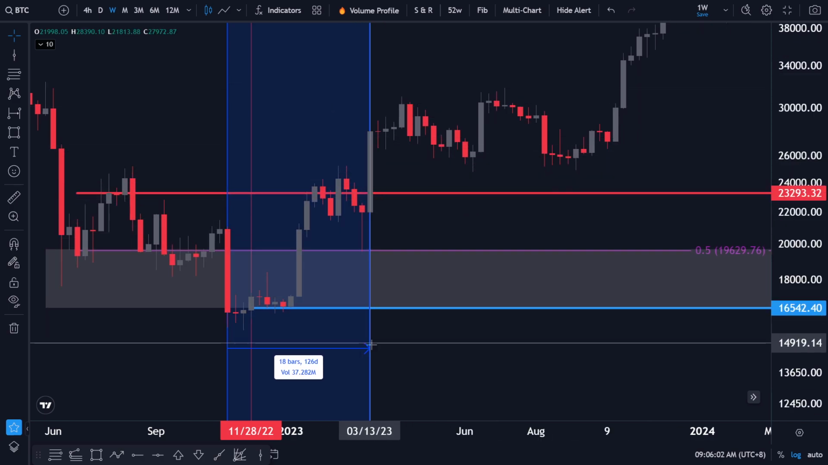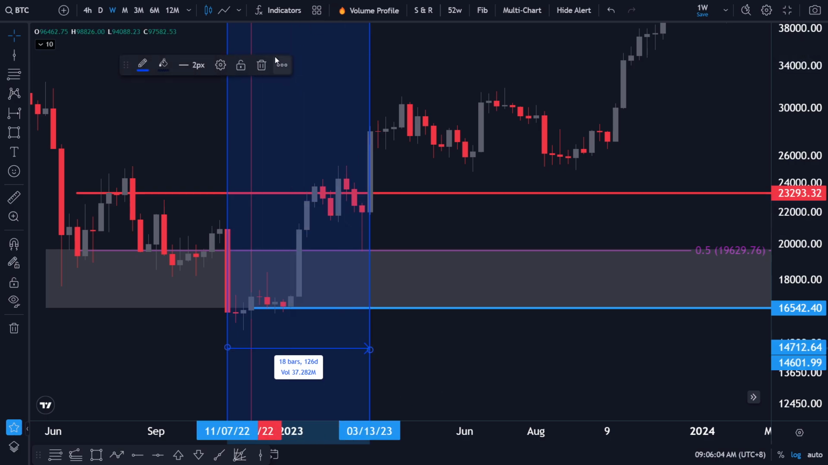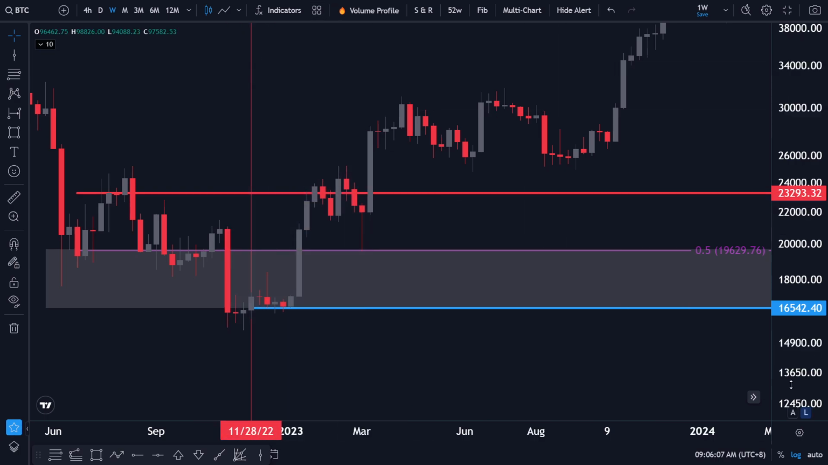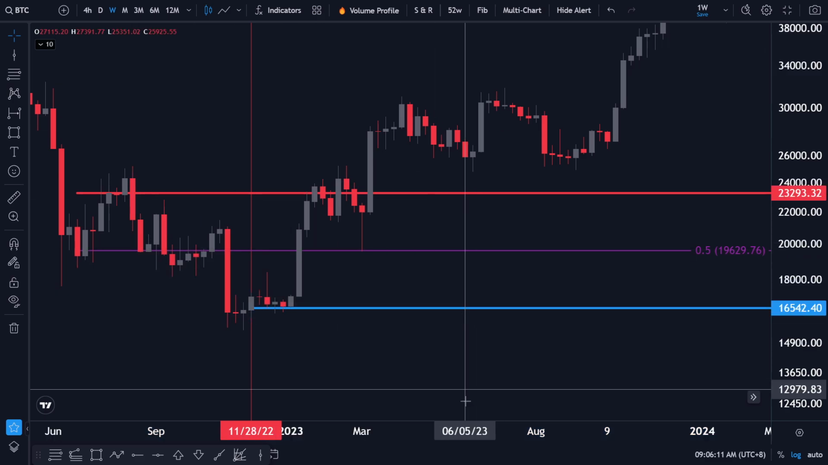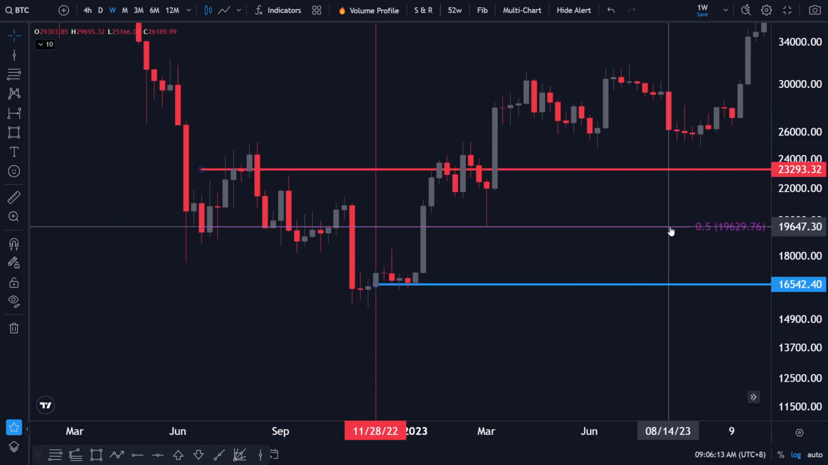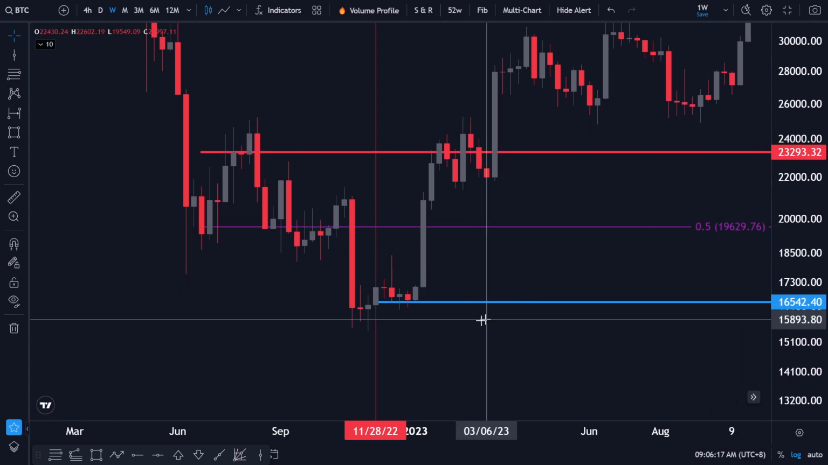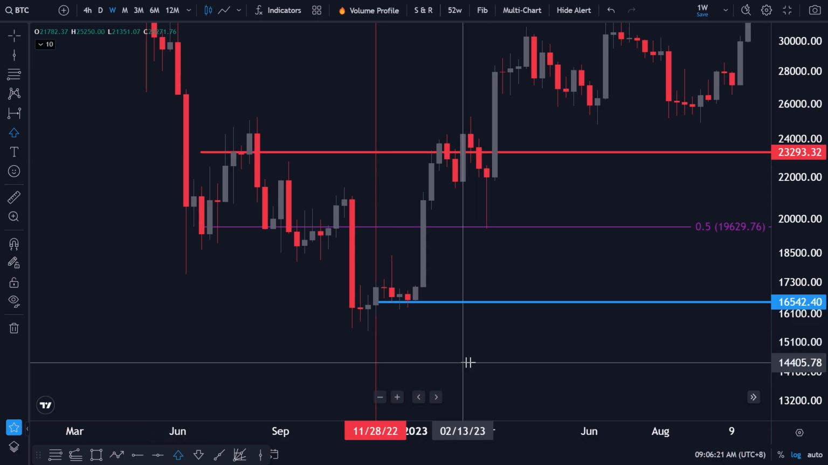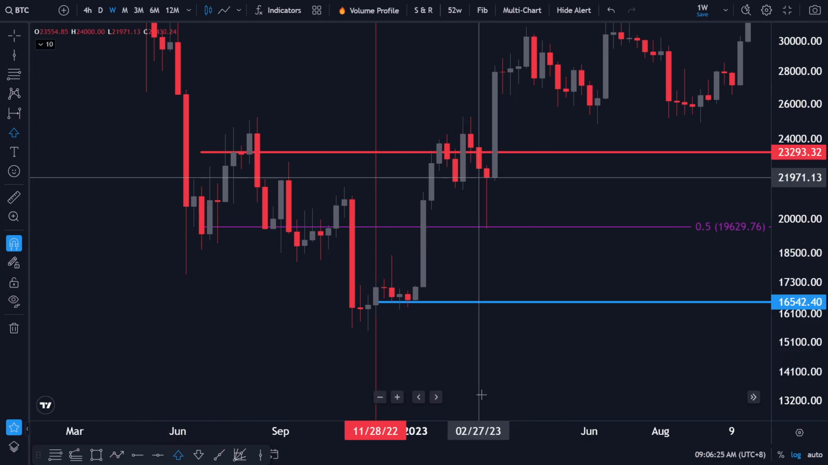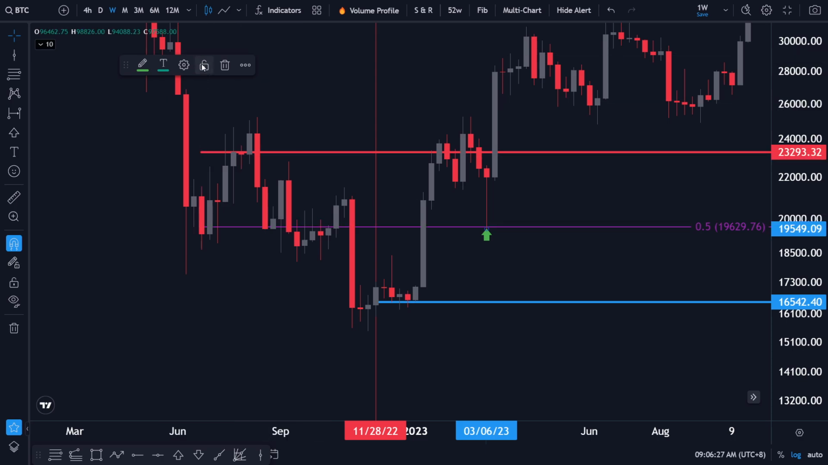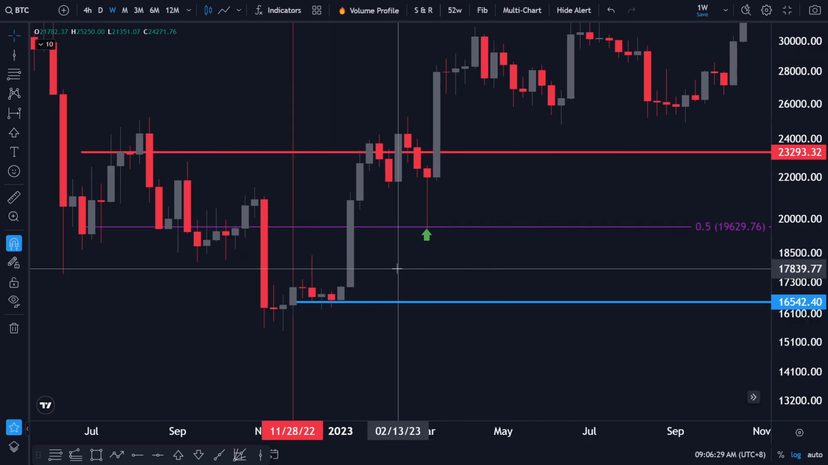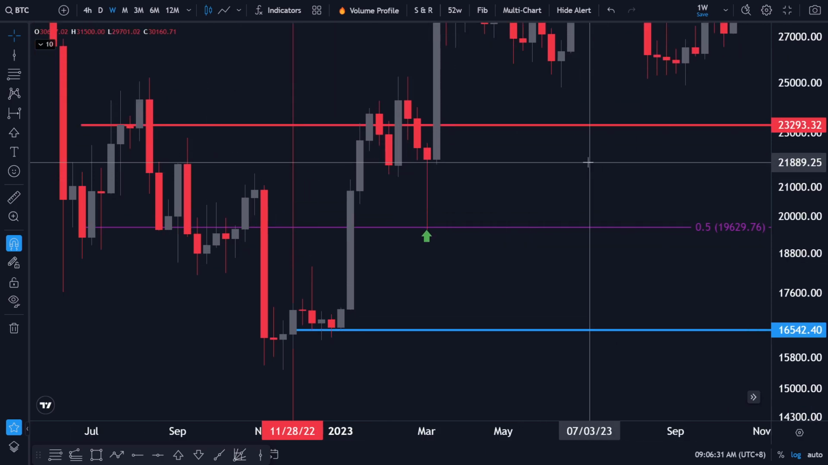And before it broke the structure, it did a retest on the 0.5 Fibonacci on this candle. You can see this candle here, on this candle here with the green arrow.